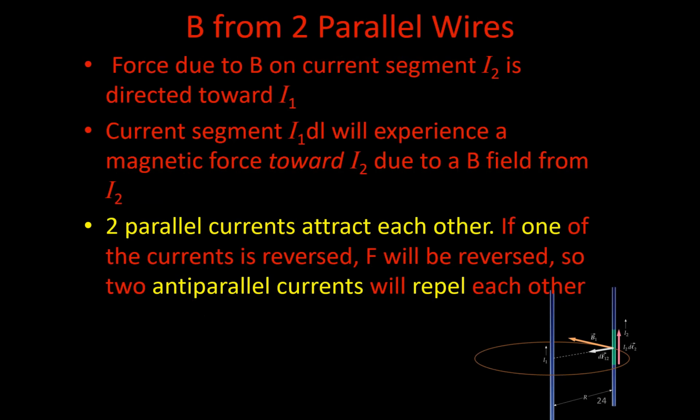So this is a little different to two norths repelling, two souths repelling, or pluses and negatives attracting, and pluses repelling, negatives and negatives repelling. Here, if the currents are going in the same direction, they will attract one another. If one of the currents is reversed, the magnetic force between them will be reversed, and the two wires will repel. So anti-parallel currents will repel, and parallel currents will attract.